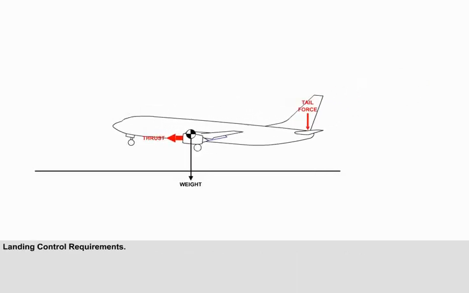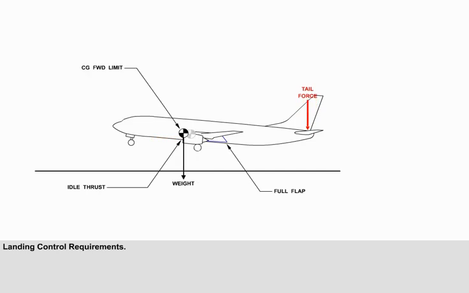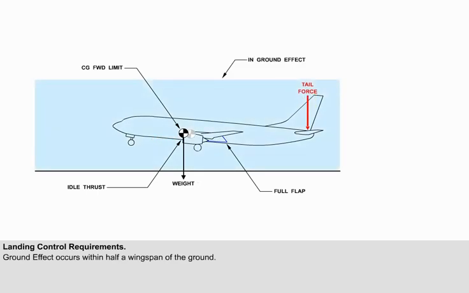Now we can look at landing control requirements. When flaring to land, enough elevator control power must be available to rotate the aircraft to the required nose-up attitude. Anything that increases the nose-down pitching moment will increase the amount of elevator deflection required for the same pitch attitude, such as idle thrust, full flap, forward CG, and the aircraft in ground effect.